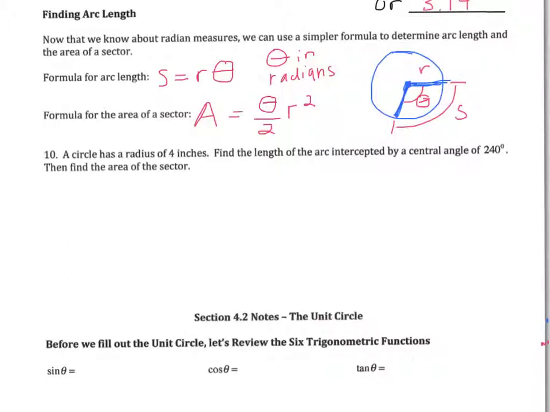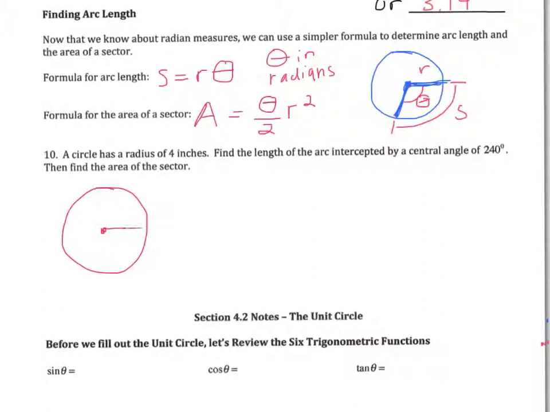So if a circle has a radius of 4 inches, find the length of the arc intercepted by a central angle of 240 degrees, and then find the area of the sector. Let's draw a little picture of what's going on first. Here we have a circle with a center, and then we have a central angle of 240 degrees with a radius of 4 inches.